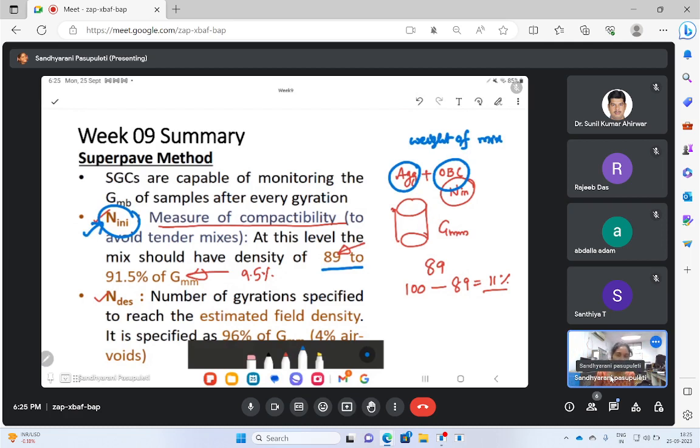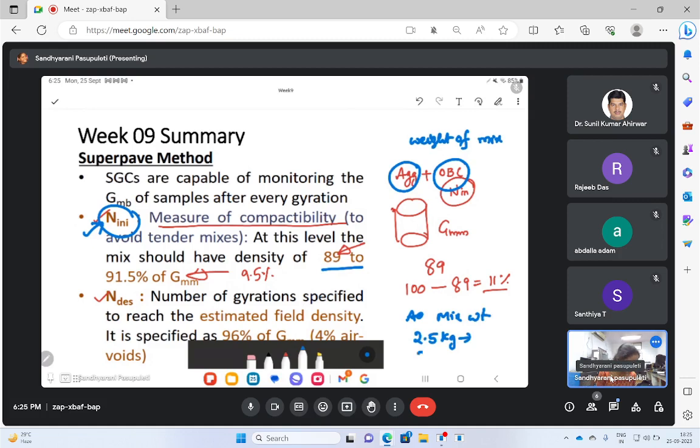So at the end, after doing all the trials, we will get a particular amount of mix weight. Initially, let us say I have tried with 2.5 kg. Then I got particular air voids. Then I will change this weight.